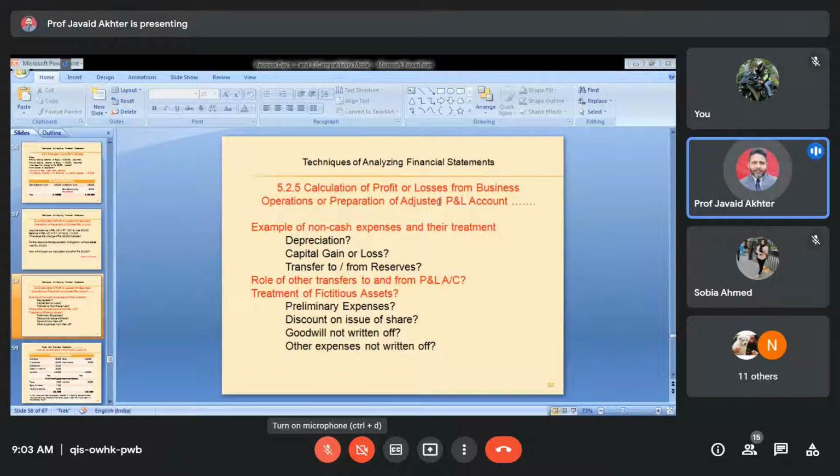See, calculation of profit, it continues. Examples of non-cash expenses: depreciation is one example of non-cash expenses. Capital gain or capital loss. Now, the meaning of capital loss or capital gain is this: if you sell a fixed asset, you can sell it at a loss or at a gain. So that is known as capital loss.